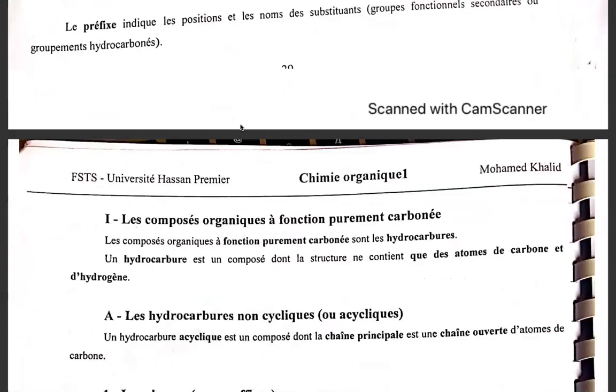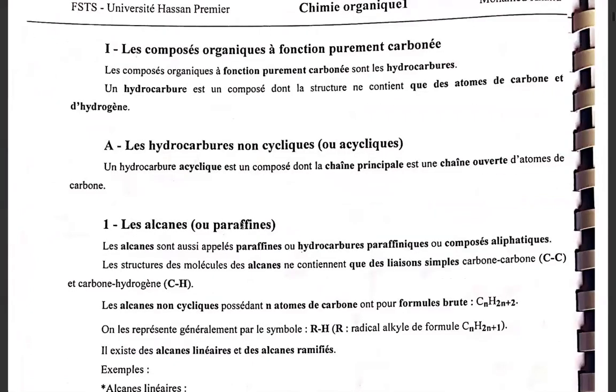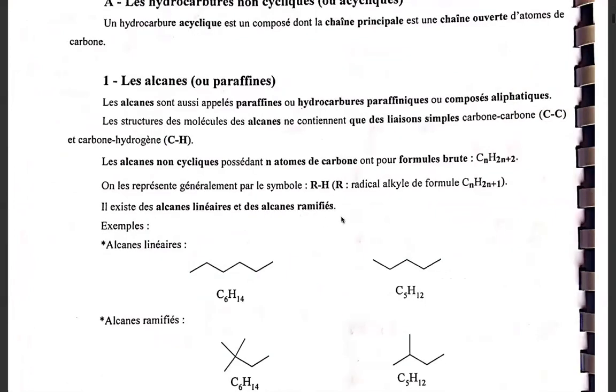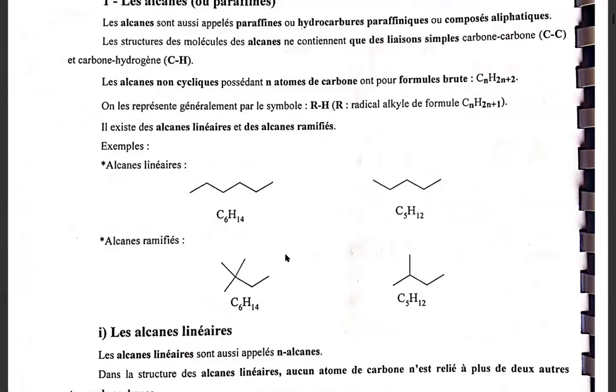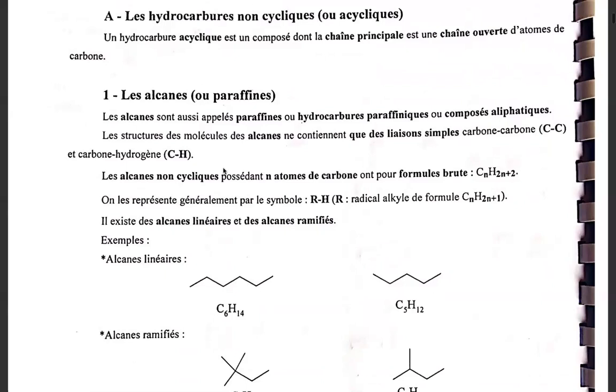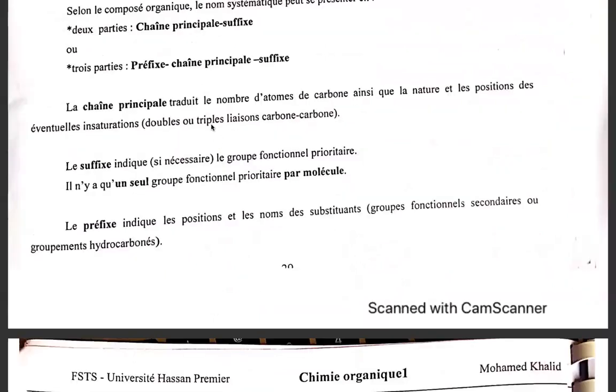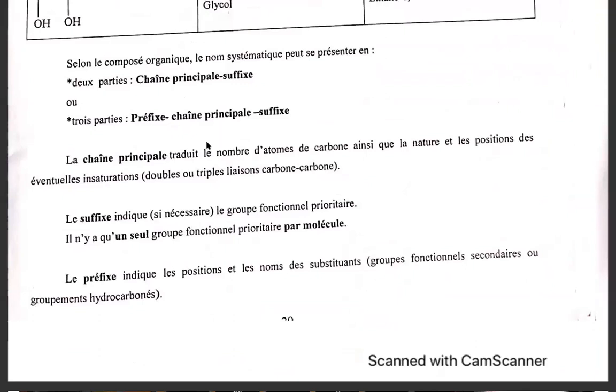We're going to get to that one later, because ramifié is where you have substituents. Il existe alkane linéaire et alkane ramifié. Yeah, that's a good point. So the first part is linéaire, then later on we're going to look at ramifié. So the formula for the nomenclature of the simplest alkane, chaîne ouverte, is the prefix, then we add the suffix, because the chaîne principale also depends on the prefix. Any questions so far? Any questions before we continue?